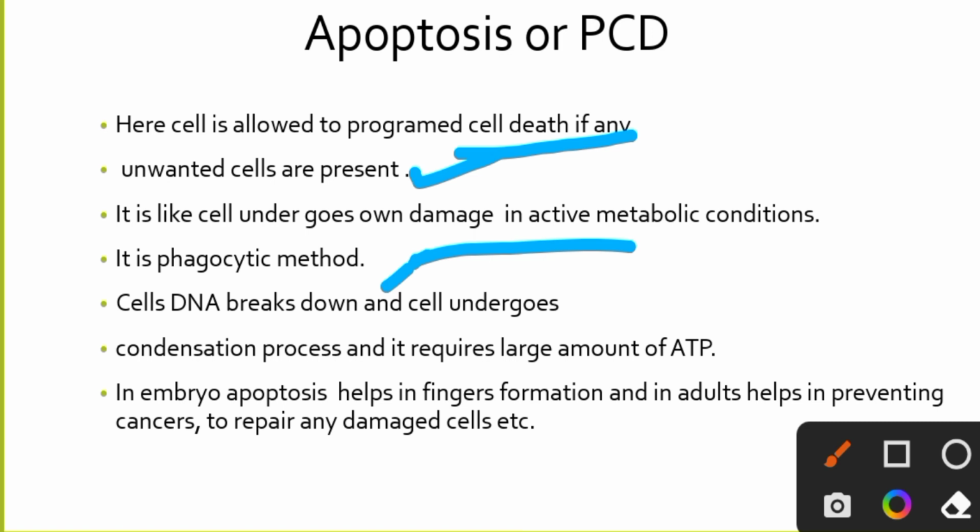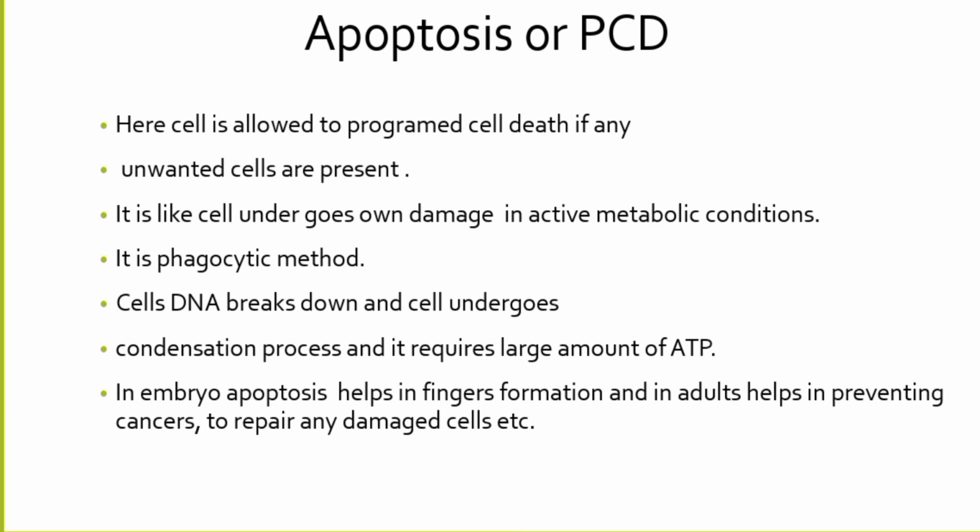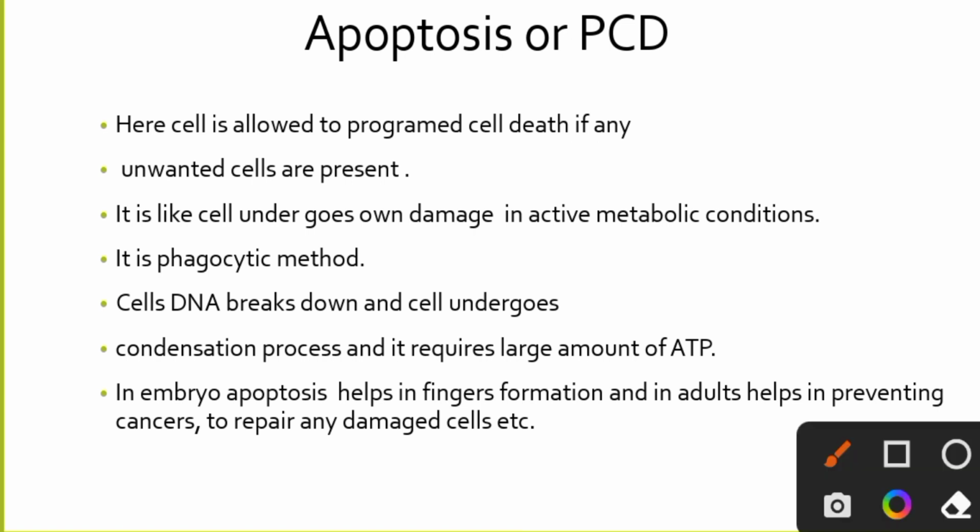The cell's DNA also breaks down, that is fragmentation, and later it will undergo a condensation process. It undergoes fragmentation and condensation, not only the DNA but also other cell organelles and the cell membrane. This process requires a larger amount of energy, chemical energy. What is our chemical energy? ATP, right?